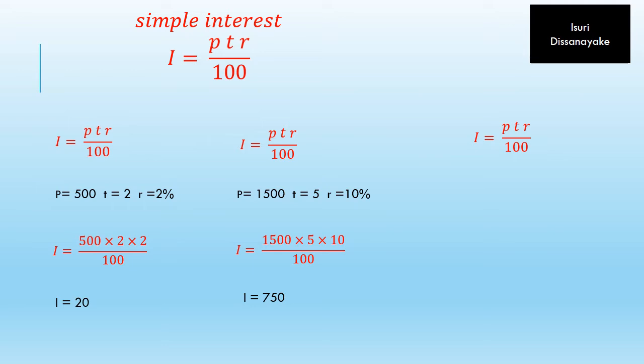Next example. I equals PTR over 100. That is the formula for simple interest, where the principal amount P is equal to 550, T is equal to 4, and R is equal to 12. So let's substitute the values. 550 multiplied by 4 multiplied by 12 divided by 100. The answer is I equals 264.